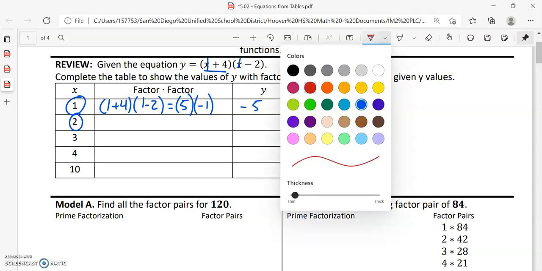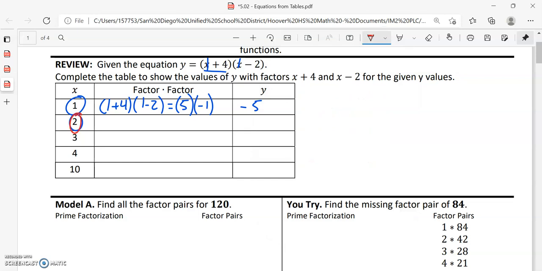Then we're going to put 2 in. Do this one in red. So 2 goes in for x. Hopefully you can do the stuff in your head. 2 plus 4 is 6. 2 minus 2 is 0. 6 times 0 is 0.